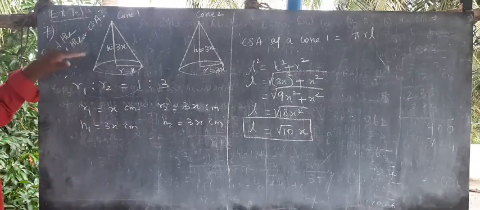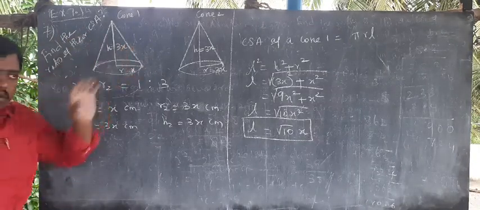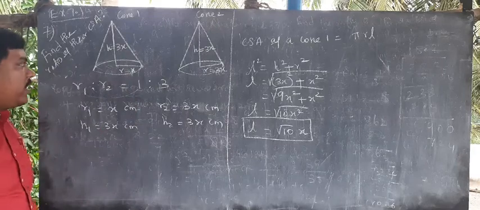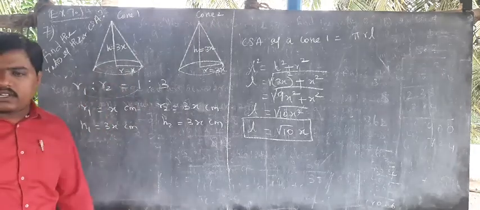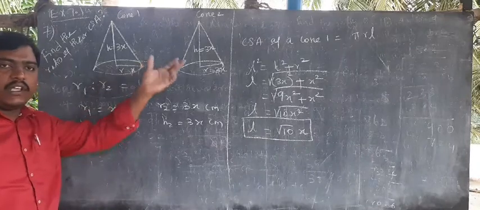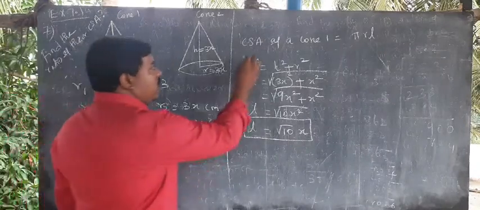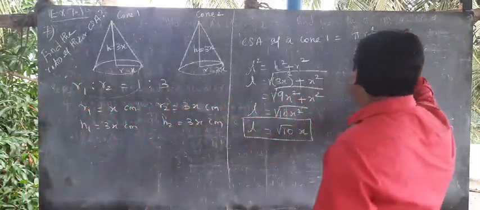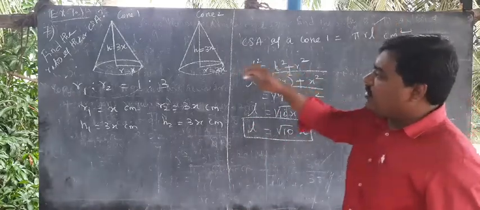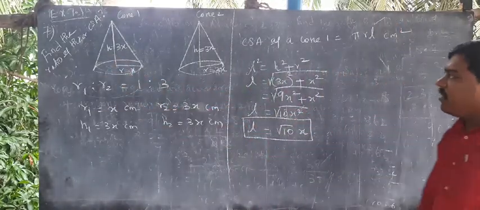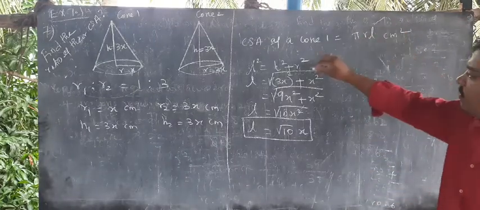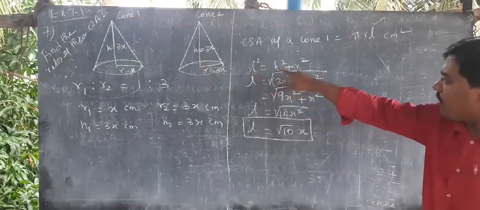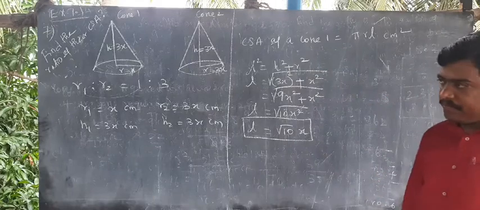We need to find the ratio of the curved surface area of each cone, because the radius will be different, and height will be same. So we need to find which cone is greater. That is, we need to find the ratio of each cone, right? So CSA of a cone means pi r L. L we don't know. X, R and H only we know from the data. So to find L, we use L squared equals H squared plus R squared. Now we find L, right?